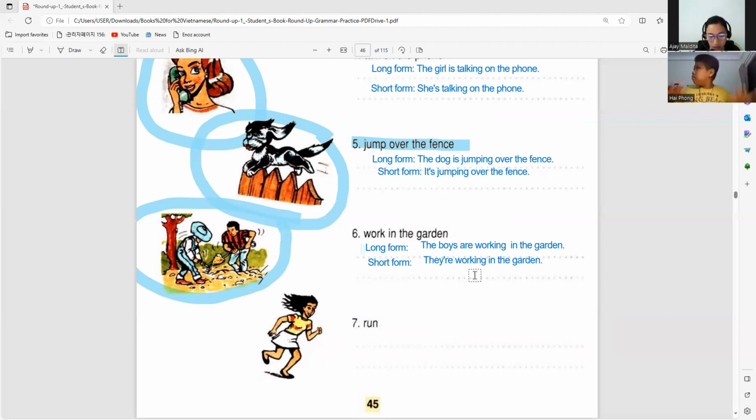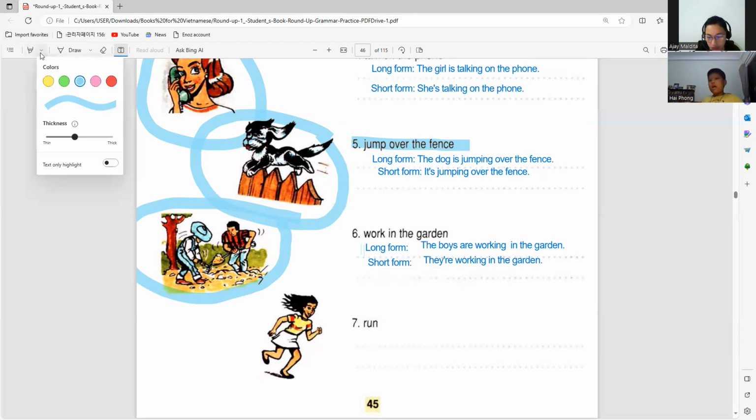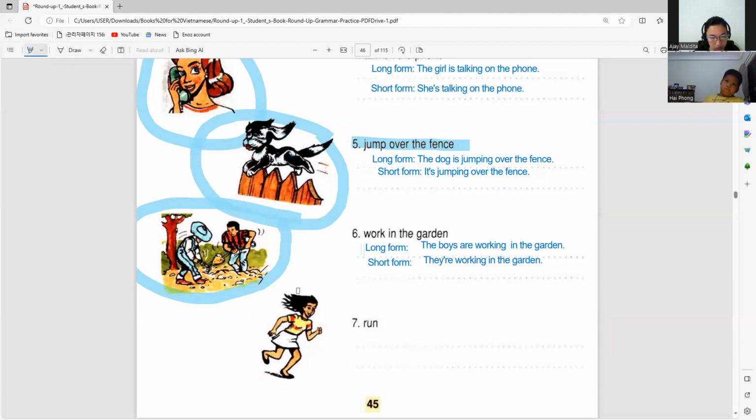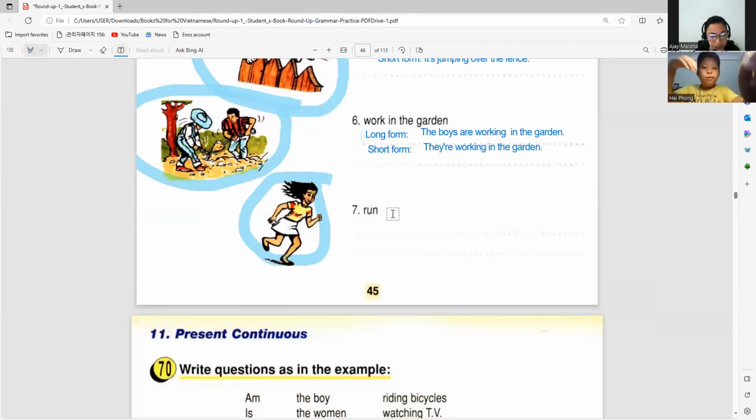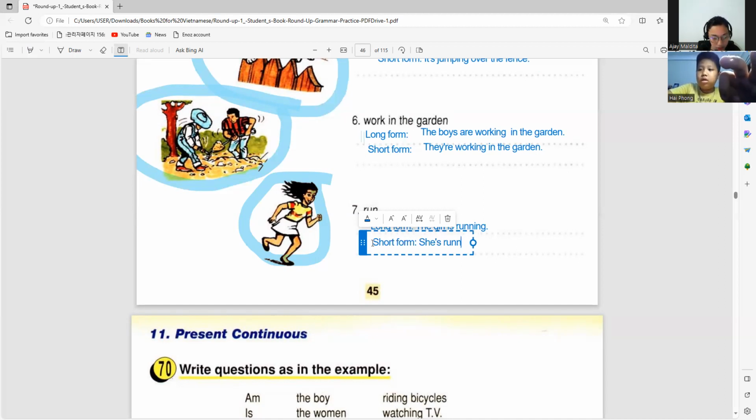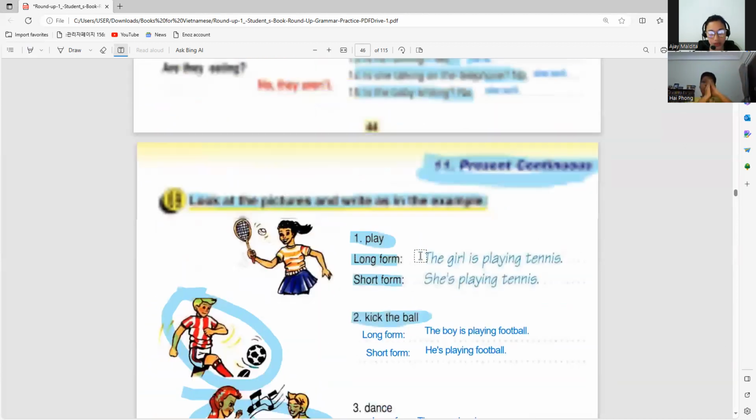Okay, so Fong, let's have number seven. Run. Oh, this one is girl, run. Long form. The girl is running. Okay, the girl is running. Okay, let's have short form. Is run. Okay, she's run. She's running. Yes, that's good. She's running. Okay.